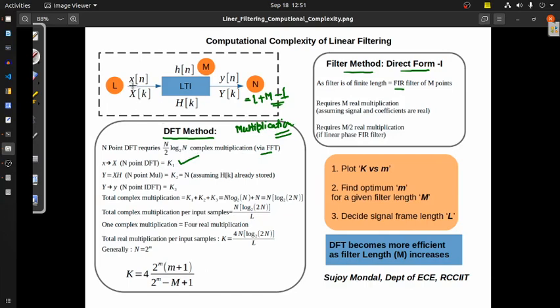Second, what to do? After computing X(k), we multiply H(k) with X(k), assuming that H(k) has already been stored in my system, because we know the filter and it is going to be fixed. It is an LTI, linear time invariant system, so it is never going to change under consideration of a particular filter. So we are assuming H(k) is already available, so that computation we are not considering in this real-time process.